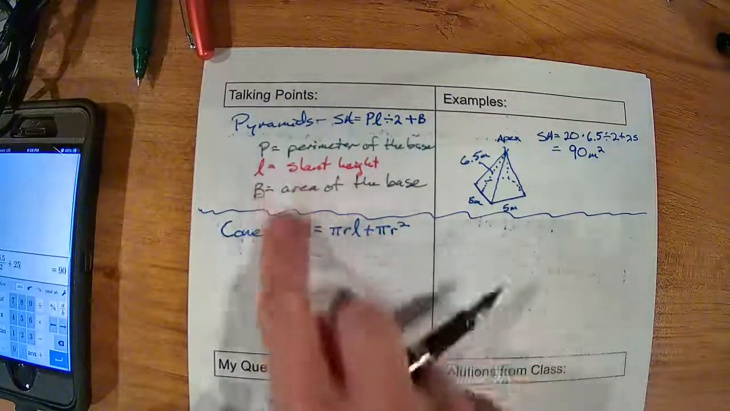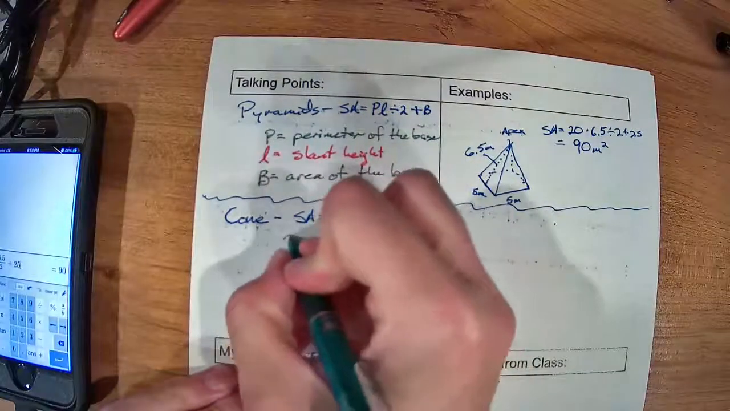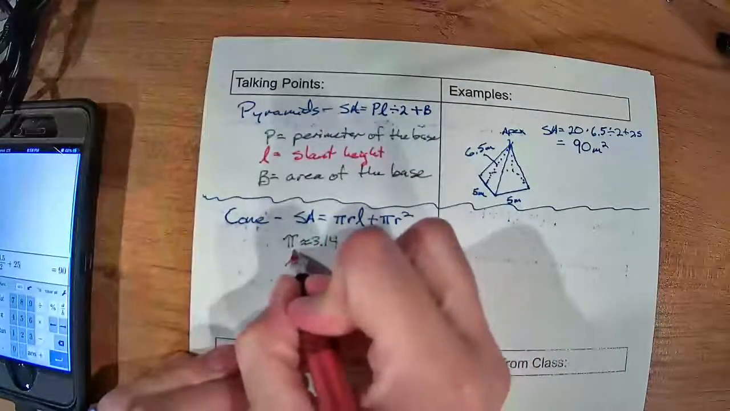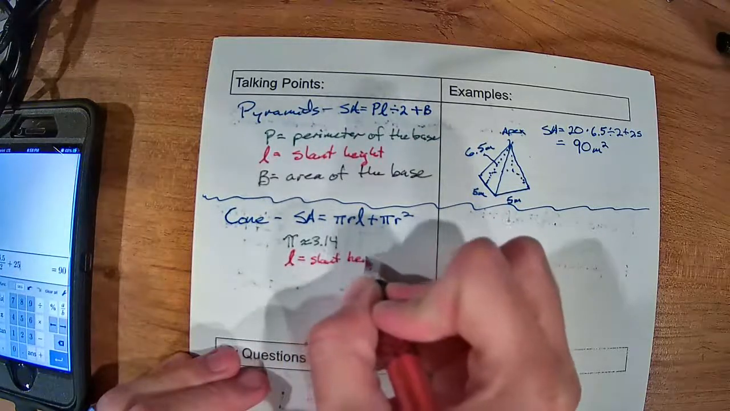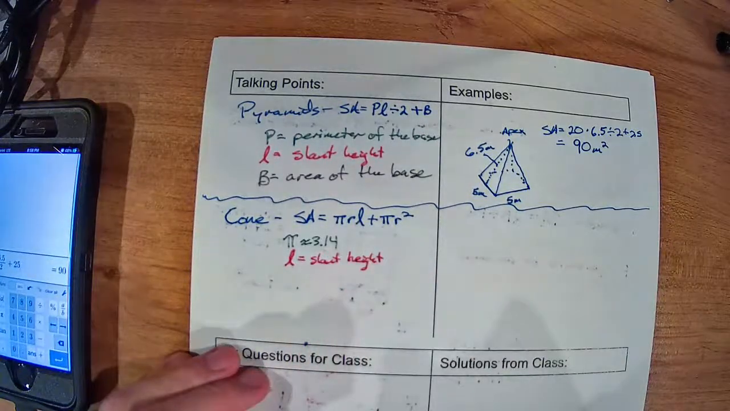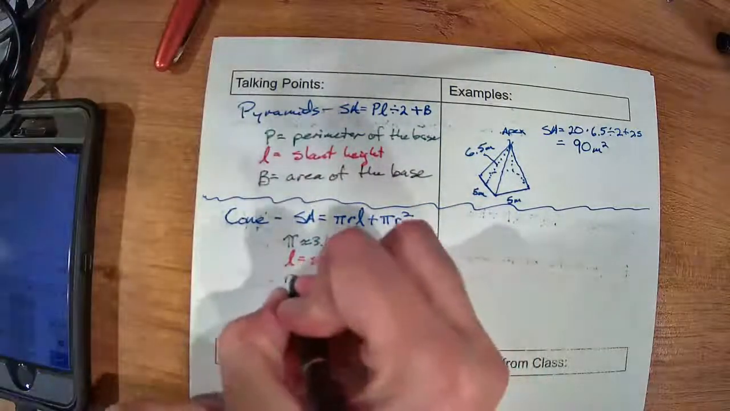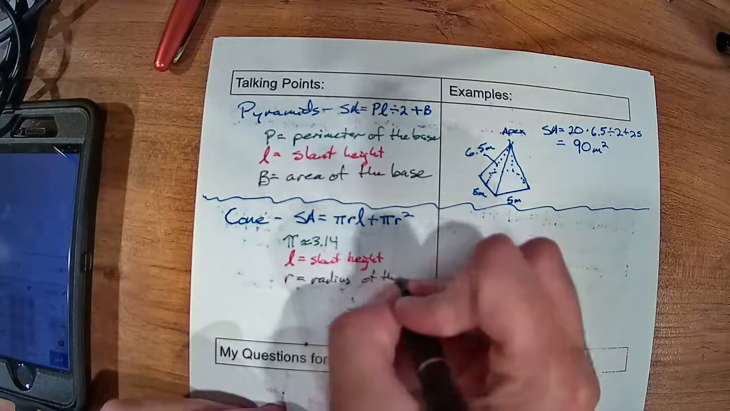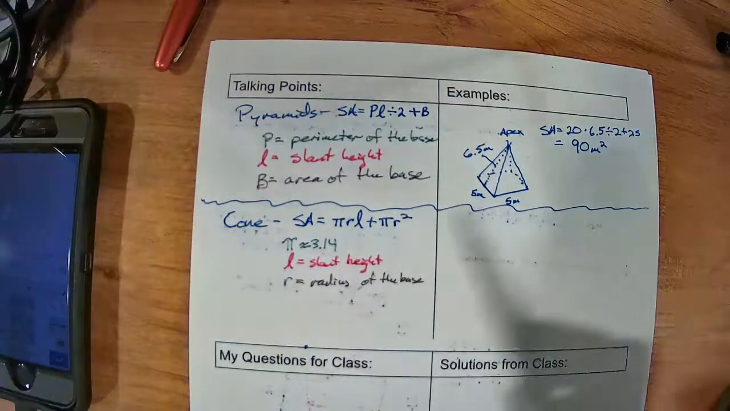I'm not going to write all those out. Well, I guess we might as well. In this case, pi, we know, is approximately 3.14. We know that L is equal to slant height. And then, let's see, what else do we need? Oh, radius, forgot radius. Radius of the base. Cool. So let's get one drawn.